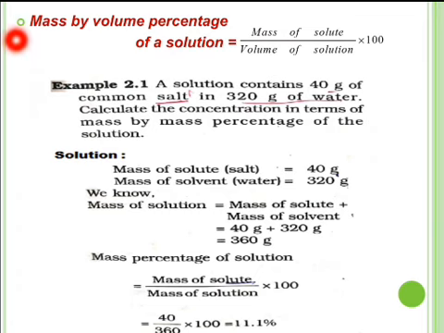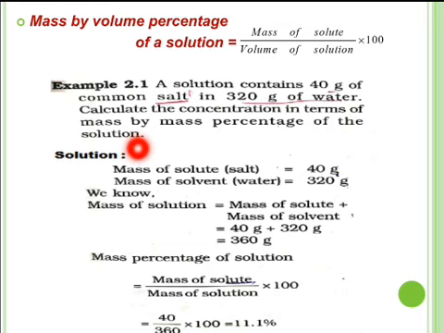The second way of expressing the concentration of solution is mass by volume percentage of a solution. It can be calculated by the formula mass of solute upon volume of solution multiplied by 100. Let us see one example of such numerical based on concentration of solution. This numerical is given as a solved example in your science NCERT book. A solution contains 40 grams of common salt in 320 grams of water. Calculate the concentration in terms of mass by mass percentage of solution.